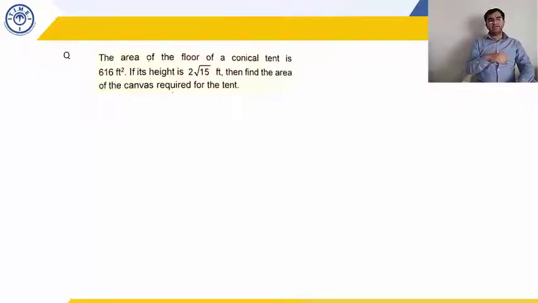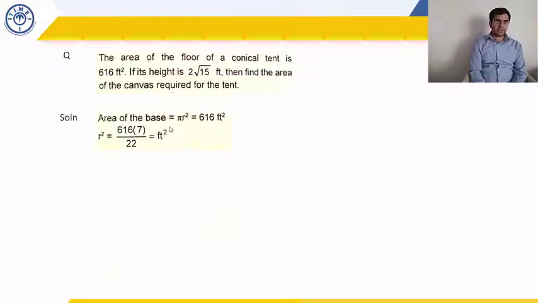So what you need to find here is the area of the curved surface, and that is pi r L. So r can be found out from this particular value, and L is also what you need to calculate. The area of the base is pi r square, which is 616. So you get r square as a value whose units are feet square. We get the value of r as square root of 28 into 7, and that turns out to be square root of 196, which is 14 feet.